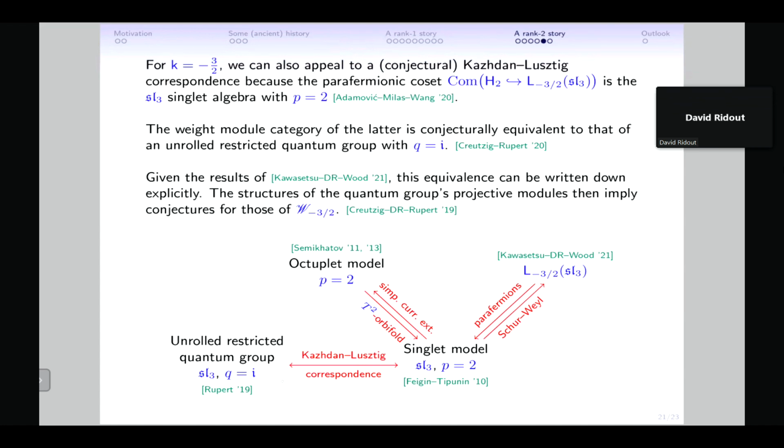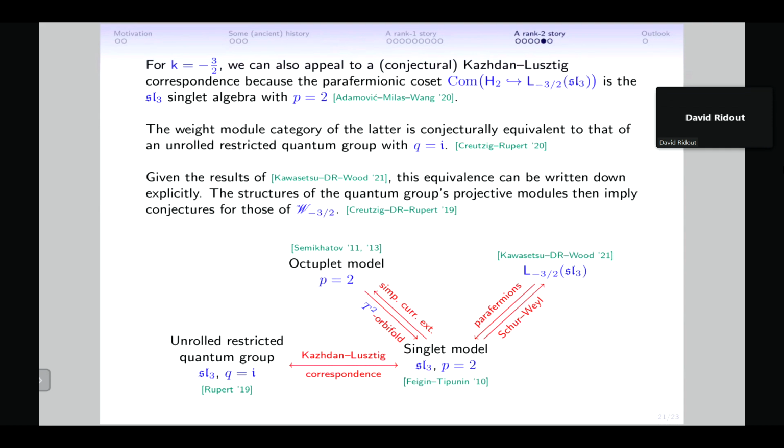So if you look down at the bottom in this diagram, here we have some very neat little unrolled restricted quantum group, where the representations are finite dimensional and you can figure them out. And then we have this conjectural correspondence to the singlet model, and then we can invert the coset in order to recover the weight category for our affine VOA and try to understand what type of representations we get there, what sort of structures we see.